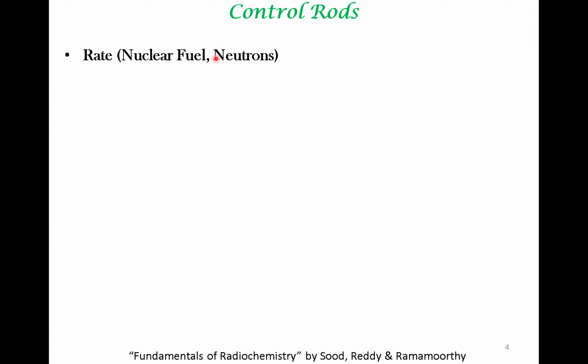A nuclear reactor is more like a batch reactor in the chemical engineering sense. It is not a flow reactor. What is a batch reactor? You feed in the reactants and close the reactor. Then there is always an unsteady state operation of the reactor, because as the fuel gets consumed, its concentration would decrease. Therefore, your rate will tend to decrease.